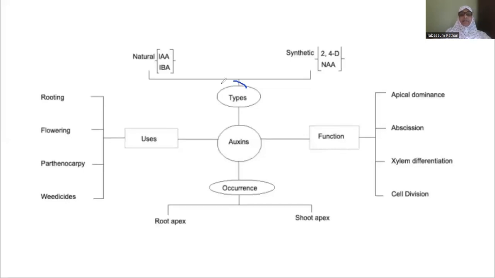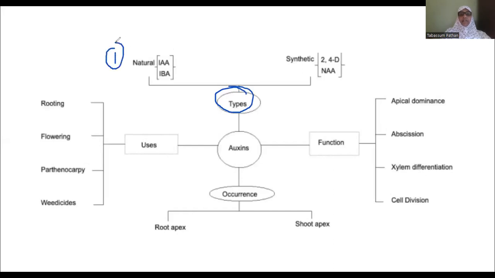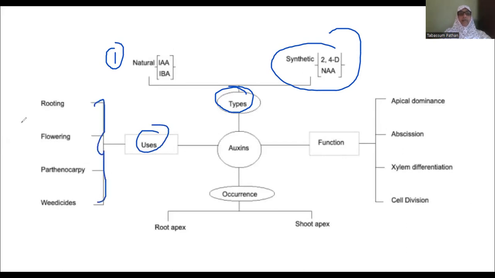There are two types: natural, indole acetic acid and indole butyric acid, and synthetic, 2,4-D and naphthalene acetic acid. Uses are that it can help in the rooting process, in the flowering process, in parthenocarpy, that is producing fruits without fertilization. It will help in killing unwanted plants, unwanted weeds. So herbicide means killing plants.